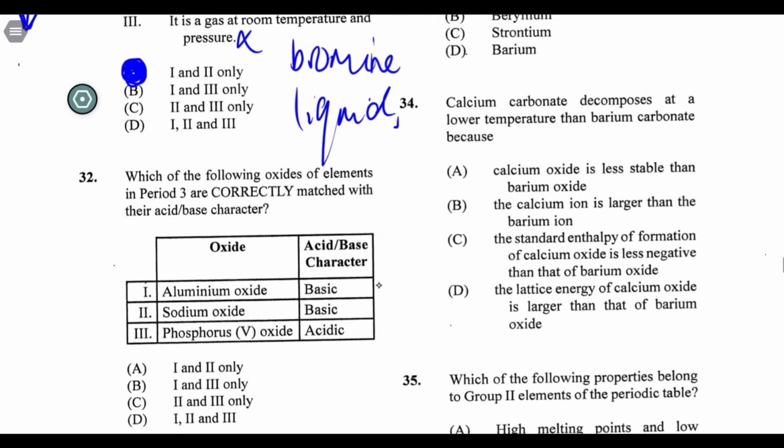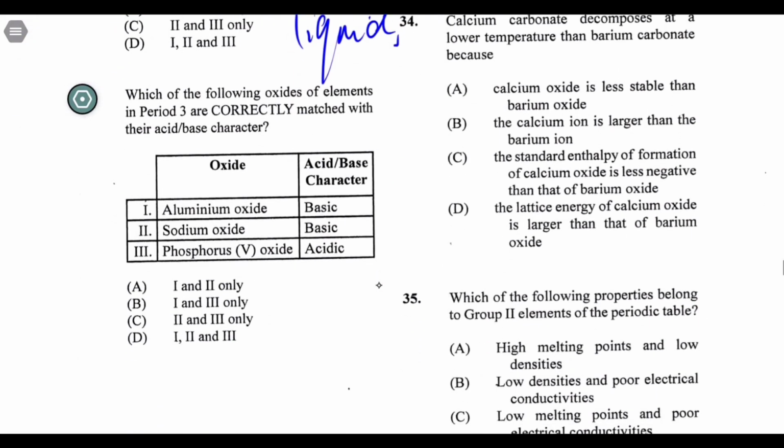And 32. Which of the following oxides of elements in period 3 are correctly matched with their acid-base character? Now aluminum oxide, it's amphoteric, so it can show both basic and acidic properties. Sodium oxide, that's ionic, so it has basic properties. And phosphorus 5 oxide has acidic properties, so this is correct as well. So all three, 1, 2, and 3.